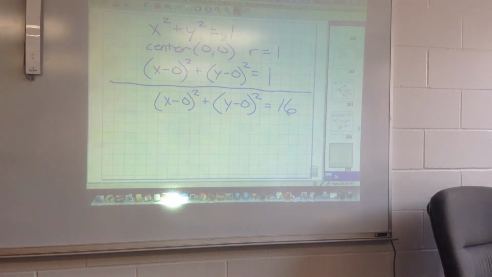What do you think that circle looks like? 16 up. Not quite. Center is 0, 0, that's correct. Be careful, the radius is not 16. Noah? 4? Yep, because it's squared. x squared plus y squared equals 4 squared.